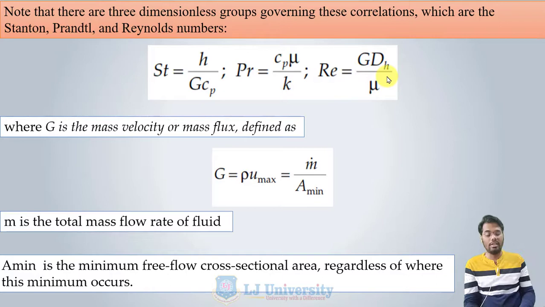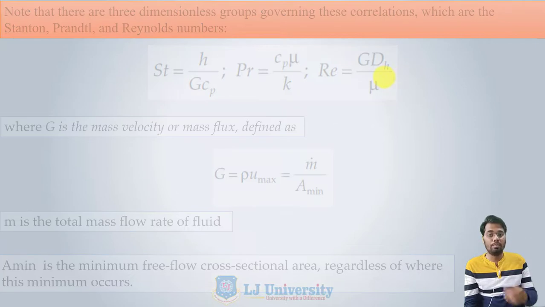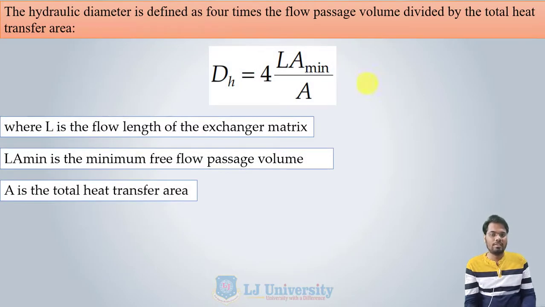In our previous semester in the heat transfer subject, we used a characteristic dimension. We used the term in the convection chapter, characteristic dimension. So here in a compact heat exchanger, this D_h means hydraulic diameter, which is defined as 4 times the flow passage volume, which is L into A minimum, divided by the total heat transfer area available, which is capital A. Here L is the flow length of the heat exchanger matrix. L A minimum is the free flow passage volume. This is length into area, so this is the volume, the free flow passage volume, and this is the total area available.